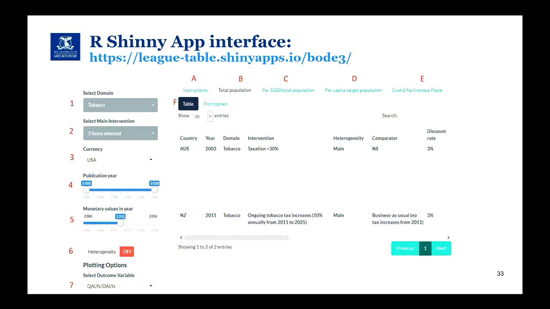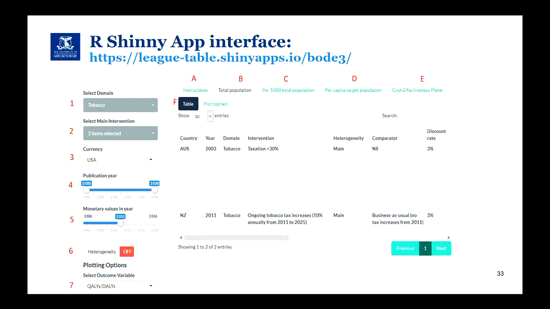We've built this thing in an R Shiny app, so I'm presuming many of you have encountered these types of tools before. What you can do as the user is determine what domains, so there's about 11 domains there, like diet, physical activity, and then for each intervention domain, you can select those interventions. You can choose the currency. We transfer all the dollars between Australia and New Zealand and into US currency to get that comparability. You can pick the publication year, and you can decide which year to have it based on inflation.